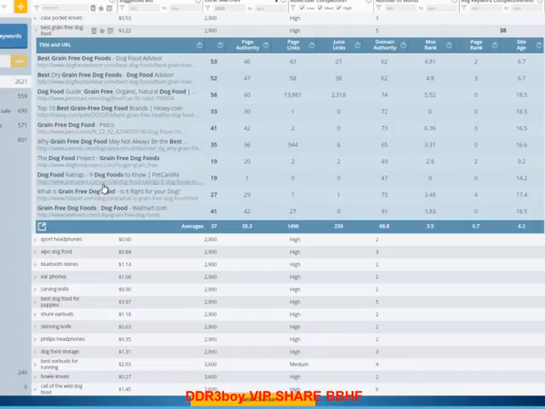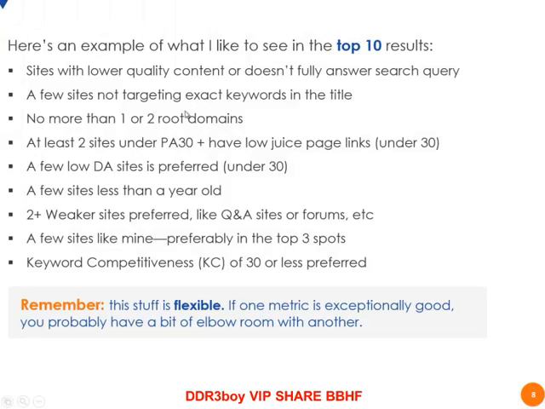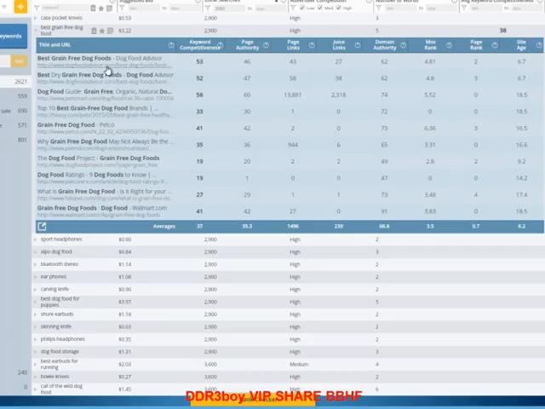This result here, dog food ratings, 9 dog foods to know. They're not targeting the keyword quite as well as they could. But most of the results definitely are. So there's 1, maybe 2 results that are not targeting the keyword as well as they could. No more than 1 or 2 root domains. I am not seeing root domains, so that's good.